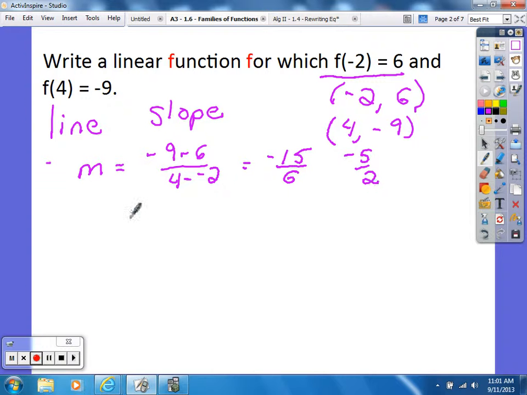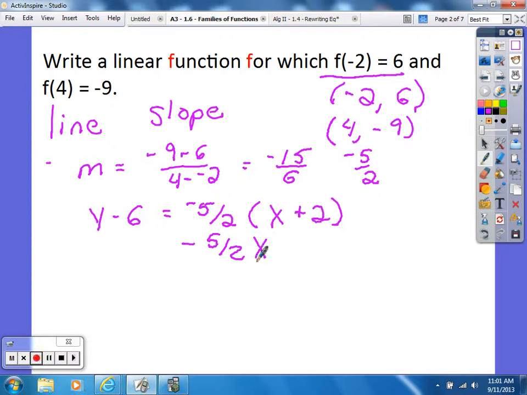All right. Leanne, which point do you like the best? All right, so I'm going to use y minus 6 equals -5 over 2, x plus 2. Let's distribute the -5/2. And when that happens, I get -5/2 x minus 5. And then we add 6 to that, correct? So I get -5/2 x plus 1, and that equals my y.